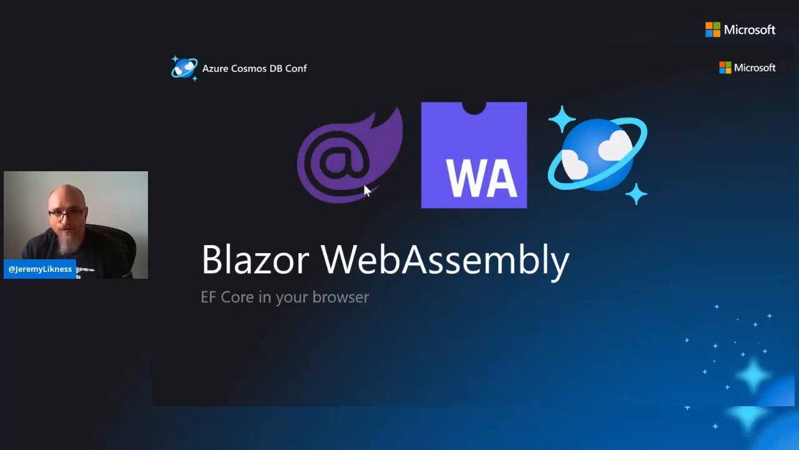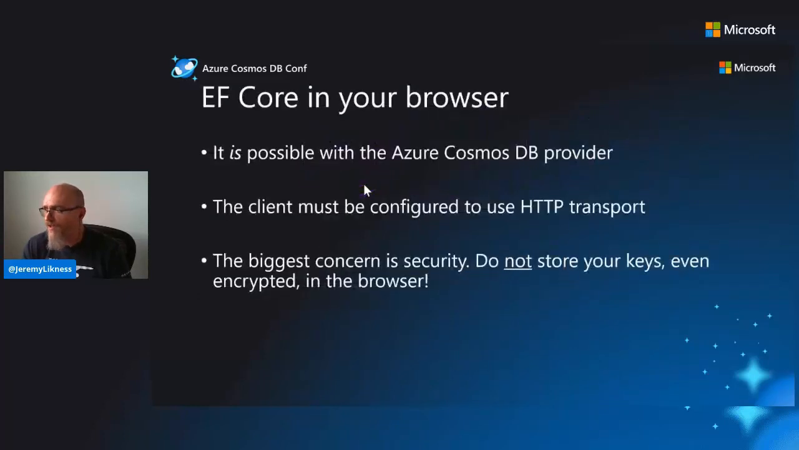It's not the most efficient way. The direct protocol is definitely faster, more efficient, but you can configure that. So I set out to say, is this even possible? And the answer is, it is possible. I can put EF Core in the browser and connect to Cosmos DB directly. I have to configure the client to use that gateway transport.